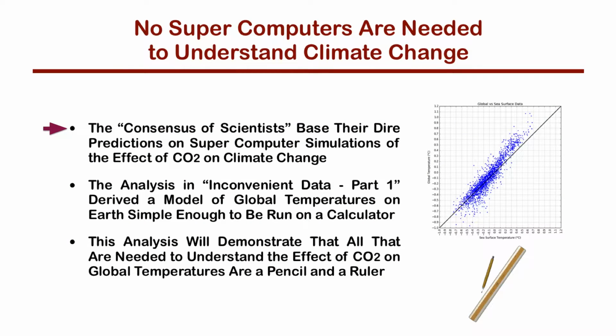Well, one of the important things that we're going to bring out in this YouTube is that no supercomputers are needed to understand climate change. The consensus of scientists base their dire predictions on supercomputer simulations of the effect of CO2 on climate change. Now, in Part 1 of these dual analyses, I derived a model of global temperatures on Earth, simple enough to be run using the calculator app on a cell phone.